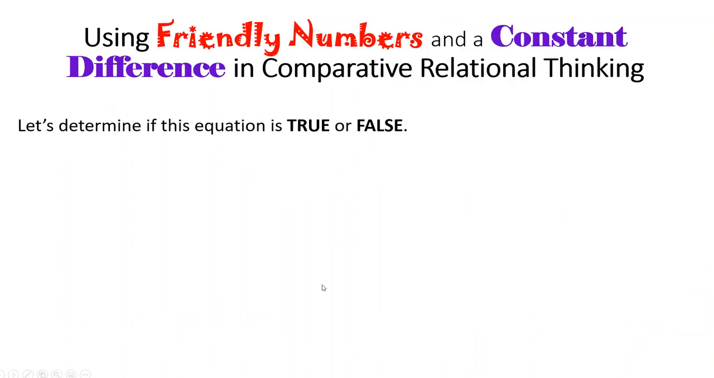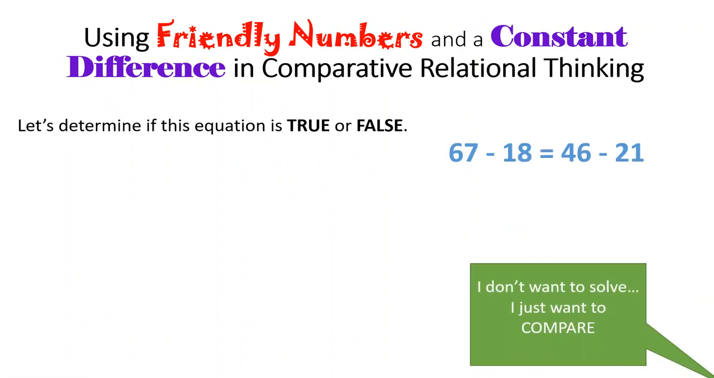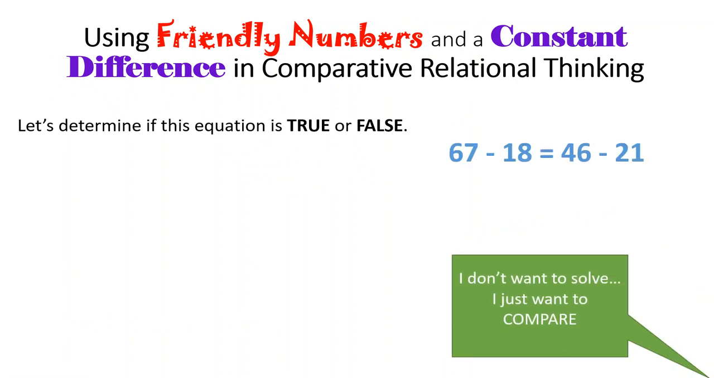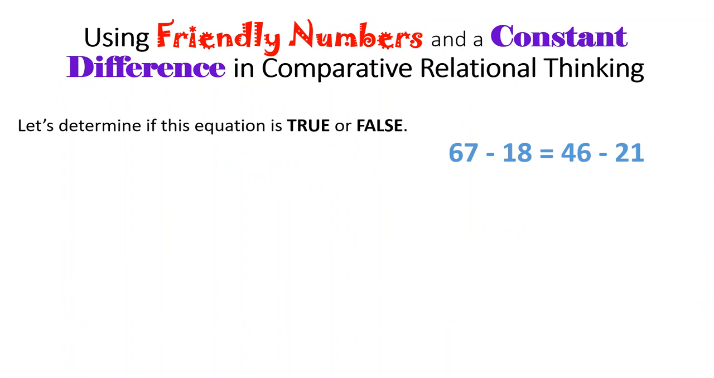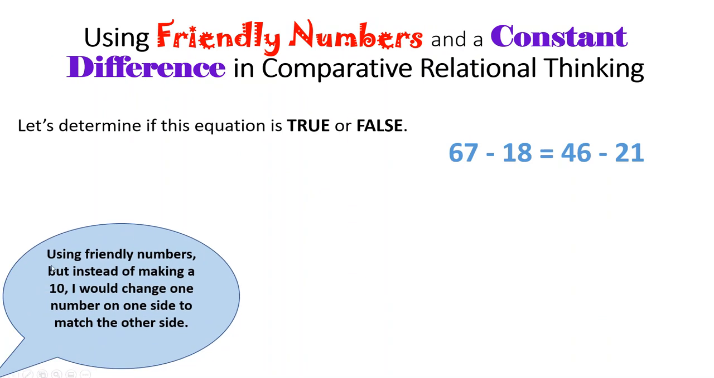Bigger numbers. You guys ready for bigger numbers? Let's try some true or falses. We're not solving these, don't want to know the difference. I just want to know, is this equation true or false? I use friendly numbers, but this time my friendly number is a number that matches. It's not going to go to a 10, I want it to match one of these sides. So I can either make the 67 match the 46, or the 18 match the 21. What do you think is going to be easier?